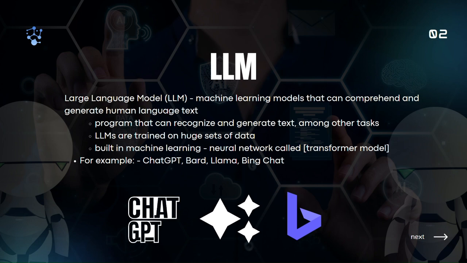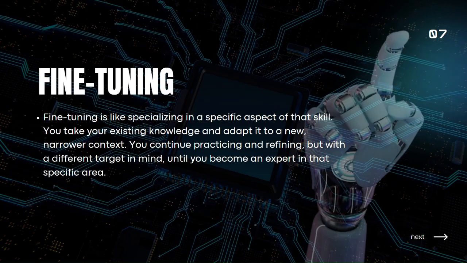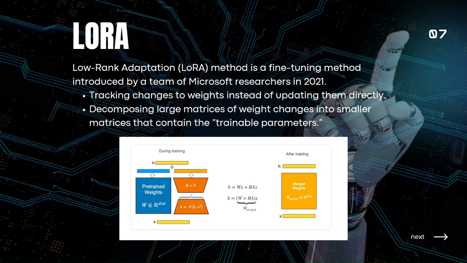One of the techniques we use in our project is LoRA. LoRA is low-rank adaptation, a fine-tuning method introduced by a team of Microsoft researchers in 2021. In this diagram, you can see LoRA. What it does is convert pre-trained weights into trainable parameters to be used in our model. So LoRA allows you to fine-tune only a small number of extra weights in the model.